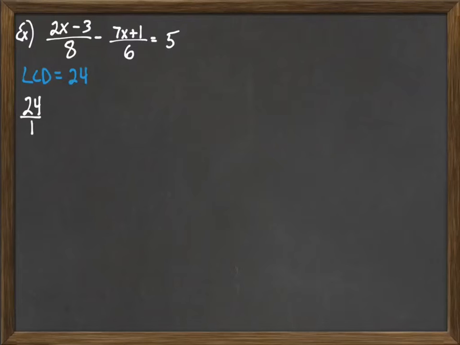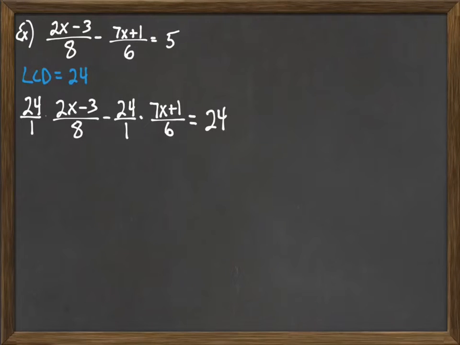So I'm going to come out here with 24 over 1 times my first fraction, minus 24 over 1 times my second fraction. And then don't forget to multiply the non-fractions as well. So 24 times 5. And then what we're going to do at this point is go through and start to simplify.